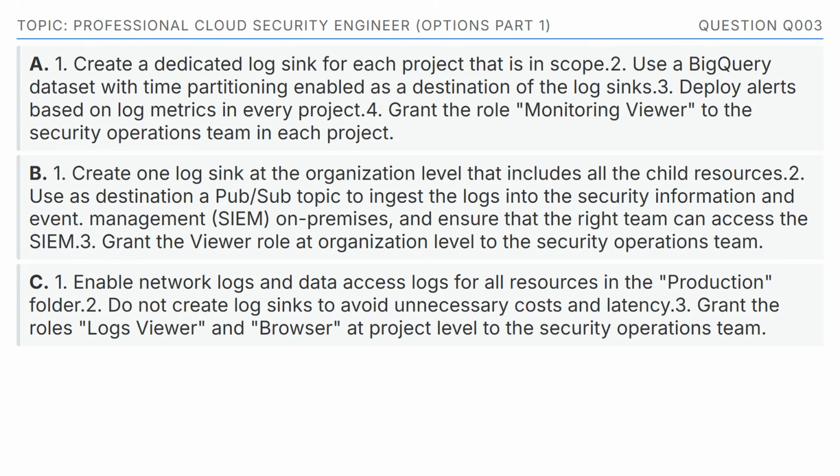Option C, 1. Enable network logs and data access logs for all resources in the production folder. Point 2. Do not create log syncs to avoid unnecessary costs and latency. Point 3. Grant the roles logs viewer and browser at project level to the security operations team.